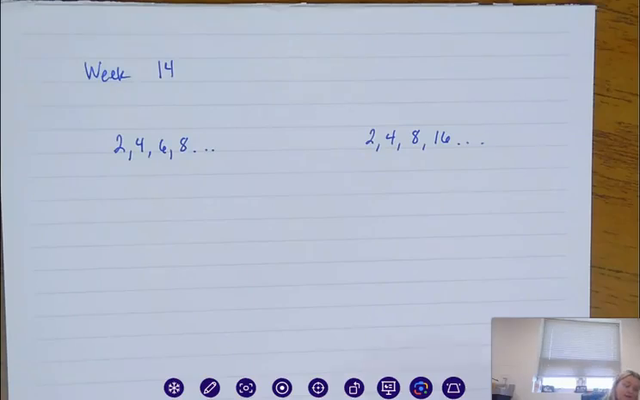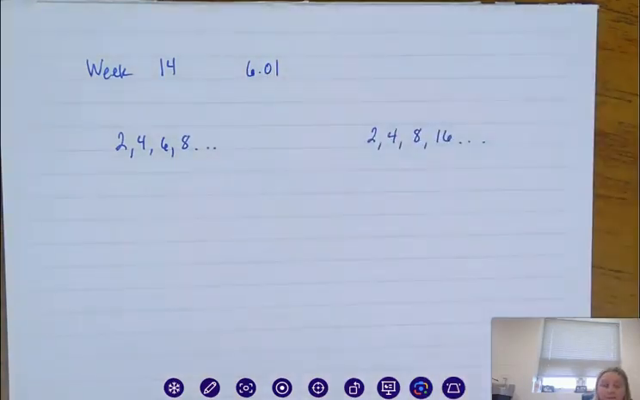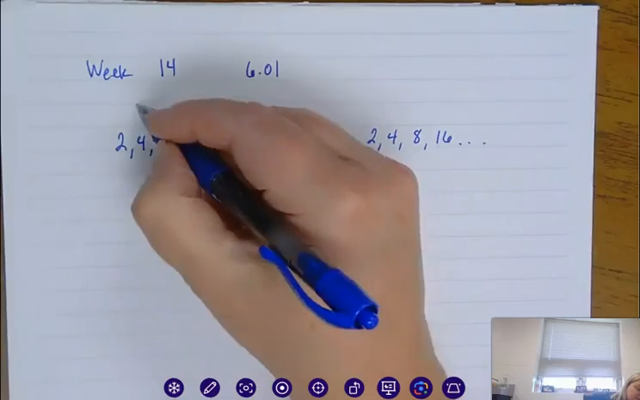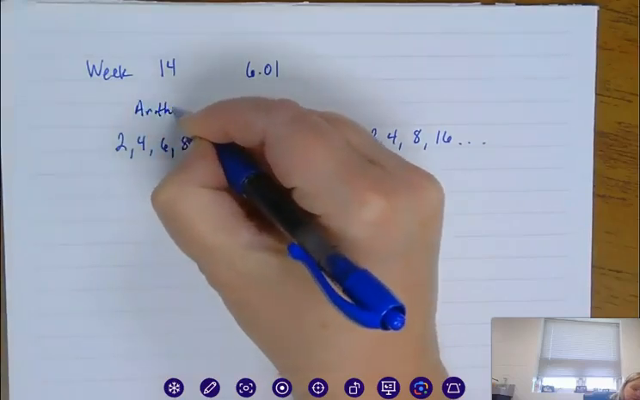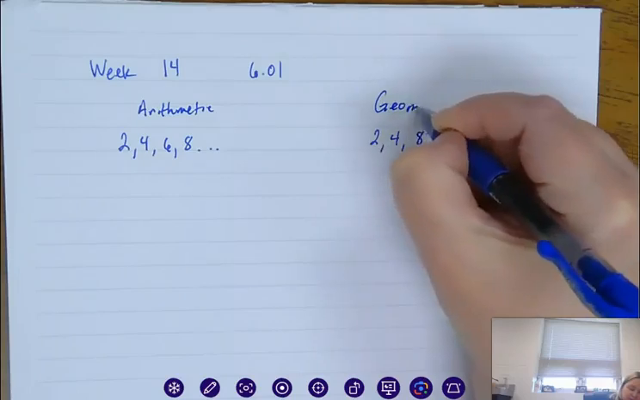This corresponds with module 6.1, and this unit talks about different types of sequences. So the first thing I would like to talk about is what a sequence is. A sequence is just a list of numbers that follow a certain pattern. And in this unit, you're going to talk about two kinds specifically. The first one is arithmetic, and the second one is geometric.